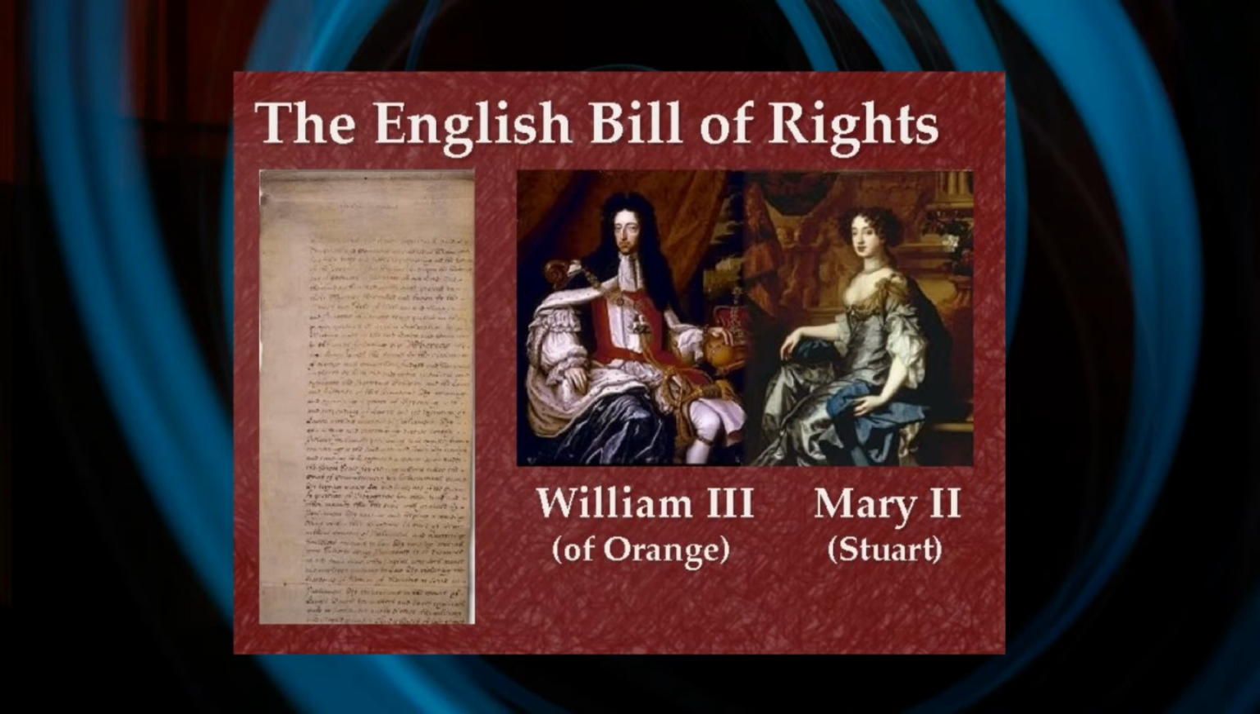The English Bill of Rights also guaranteed freedom of speech within Parliament, banned excessive bail and cruel and unusual punishments, and guaranteed every English subject the right to an impartial jury in legal cases. The ideas in this document would later help shape the United States Bill of Rights.